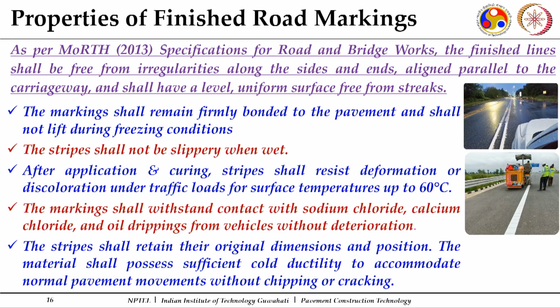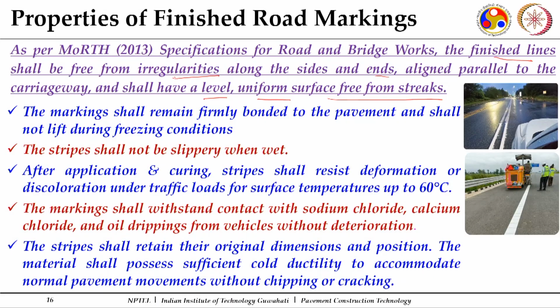Now, what is desired from the road pavement markings? The MORTH states that the finished road marking shall be free from irregularities. Along the sides and the edges, there should not be any streaks. They should be straight and aligned parallel to the carriageway. There are transverse markings also, but when longitudinal markings are there, they should be properly aligned, and shall have a level uniform surface free from streaks, because otherwise it may lead to retention of water. So we prefer one which is level, uniform and free from streaks.